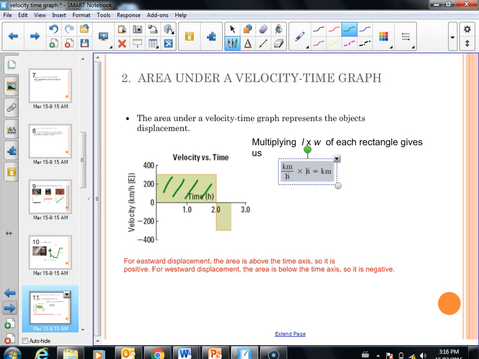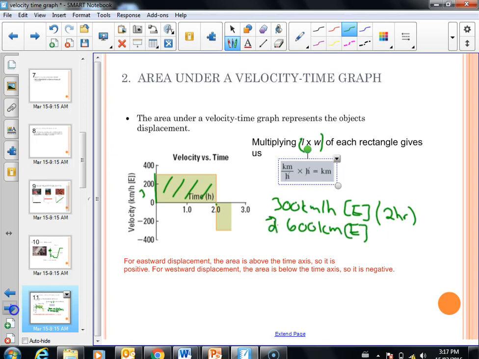Doing that, we just use the area formula of length times width. So we have 300 kilometers per hour east. Oh boy, my writing is messy down here. And then we're going to multiply it by 2 hours, because that took us 2 hours to do. And we get 600 kilometers east, because we are looking for displacement.